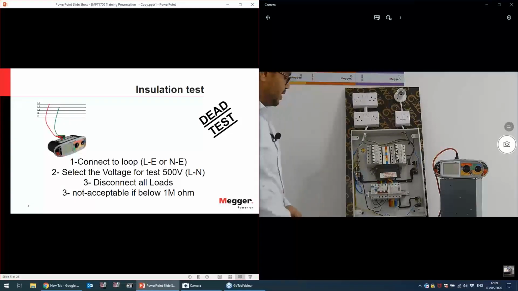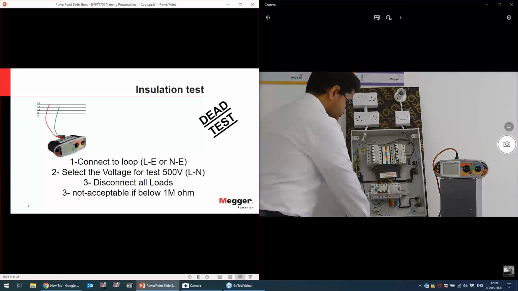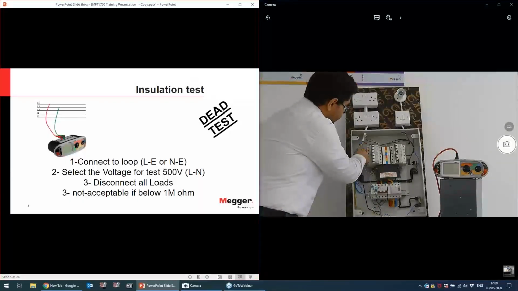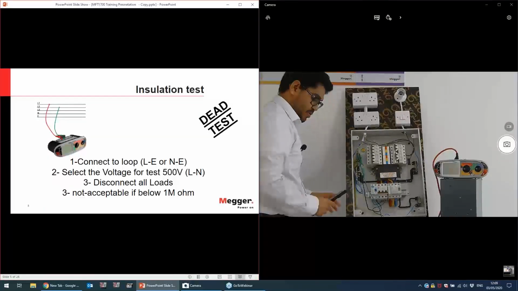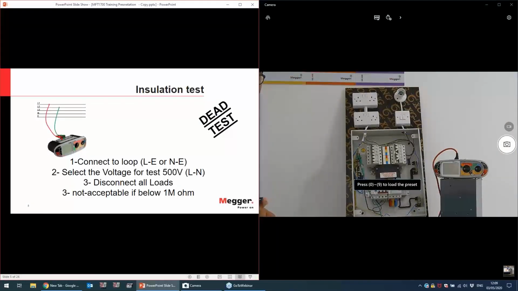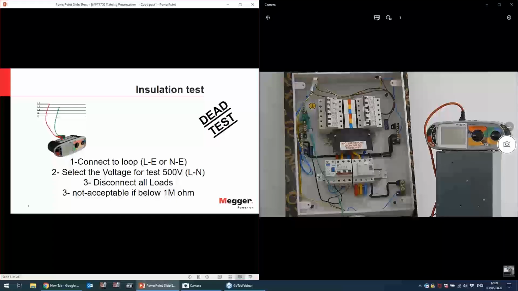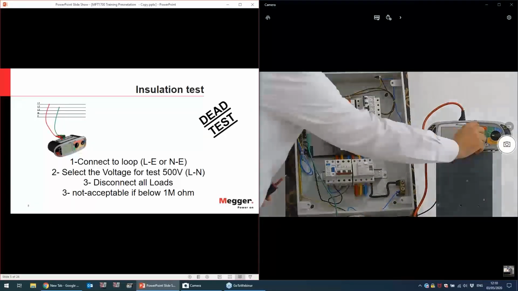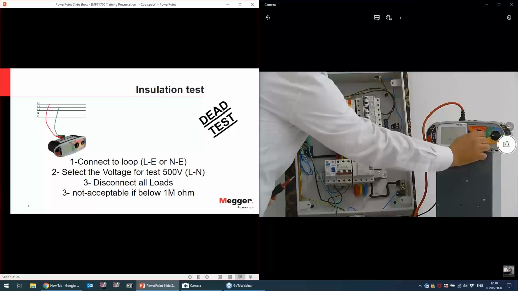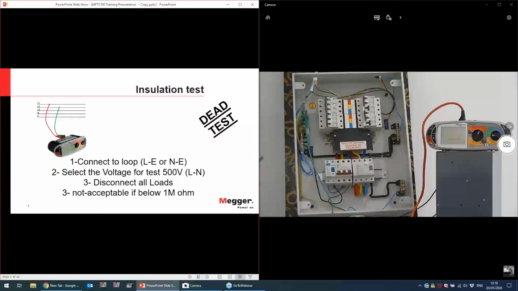So to conduct this test, first you will connect your negative terminal to the earth bar. Make sure that your connection is correct. Let me give you a better zoom for that as well. Connect your negative to your earth bar, make sure it is holding correctly. Turn on your device. We will use 500 volt for this test, as most of these wiring at 230 volt should be able to withstand even a 500 volt DC test for a short duration.